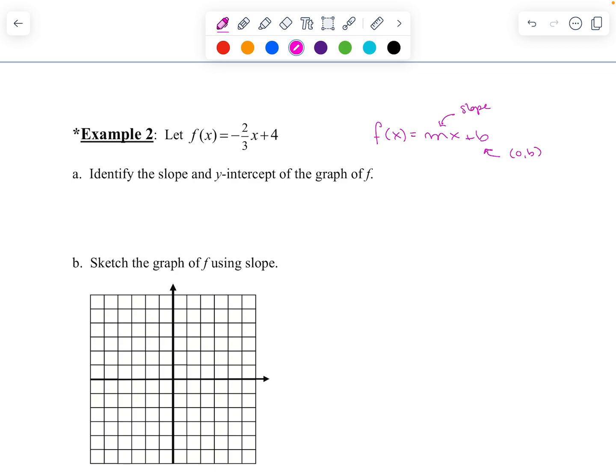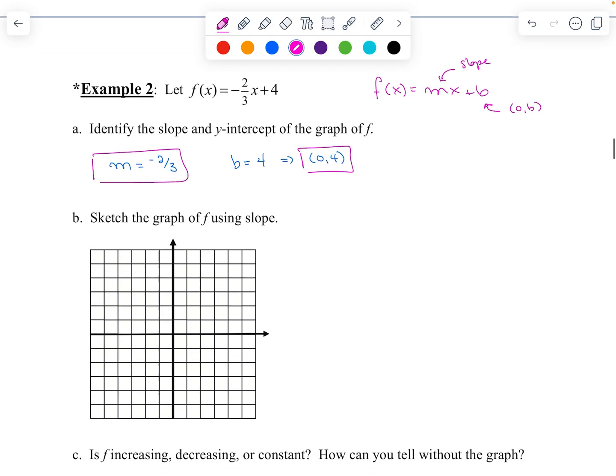So we already know that m is our slope and b gives us the ordered pair (0, b) for the y-intercept. So when we want to identify the slope, we just say m is equal to negative 2/3. And that means the y-intercept, so b is equal to 4. So this implies that my y-intercept is (0, 4). So these are my two answers that I want.